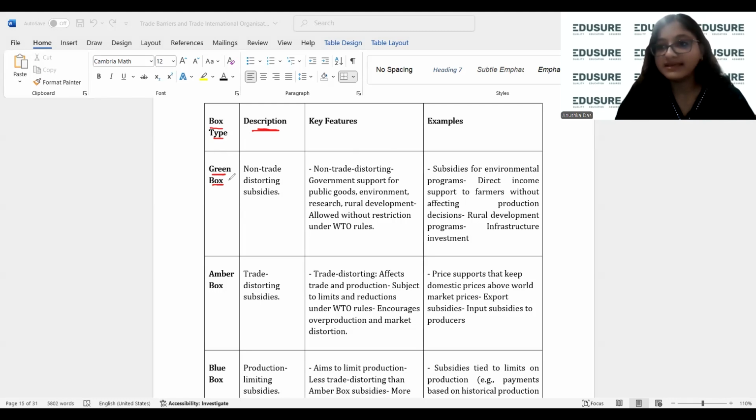So see, the green box is related to non-trade distorting subsidies. Here, what are the examples of that? For example, subsidies for environmental programs, direct income support to farmers without affecting production decisions, rural development programs, infrastructure investment. So all this comes under non-trade distorting subsidies, which are grouped under the green box. And they will give you 3 to 4 examples, and they will ask which of these subsidies comes under the green box, or which of these comes under the amber box, and all the subsequent boxes that we will see now, right? So this example is very important.